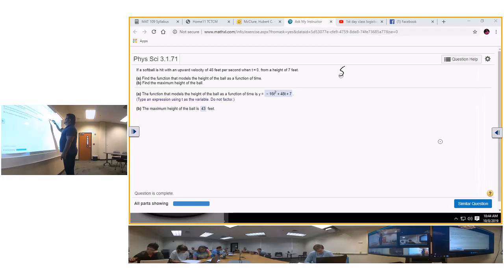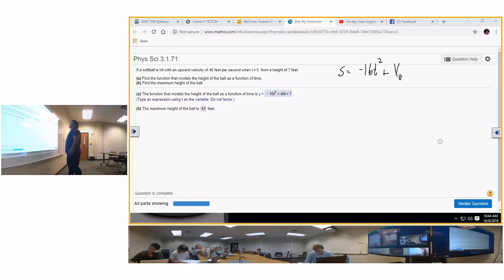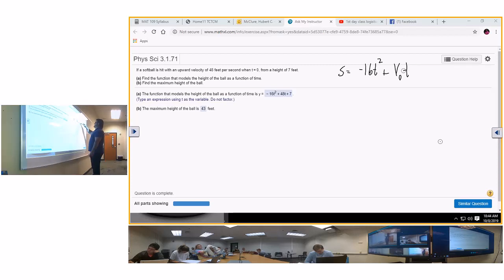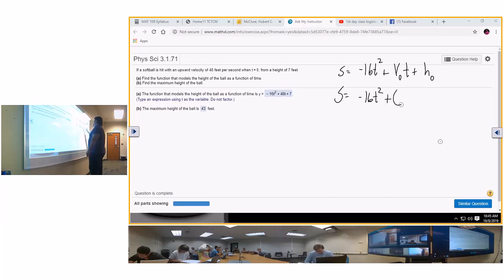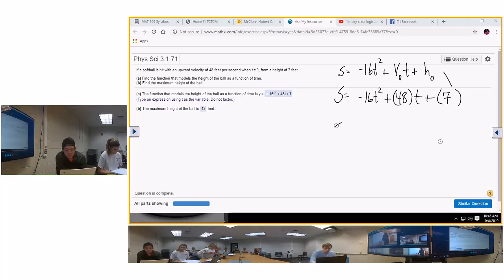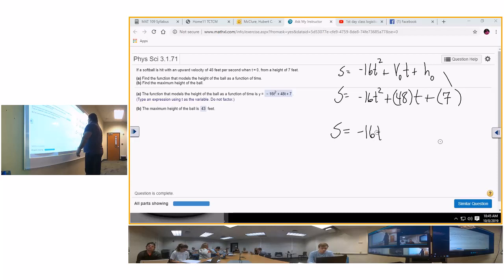So S is equal to negative 16 t squared plus your initial velocity, that's what v sub 0 means, times t plus your initial what? Initial height. So S is equal to negative 16 t squared plus parentheses t plus parentheses, and of course you're going to plug in the 48 here and the 7 here. S is equal to negative 16 t squared plus 48t plus 7.